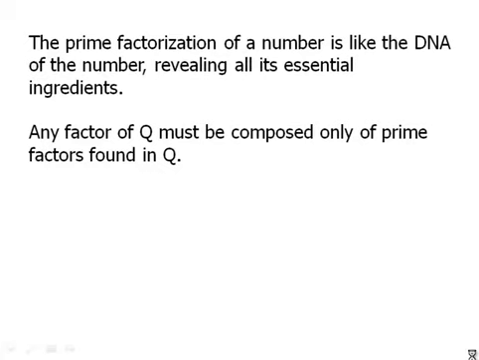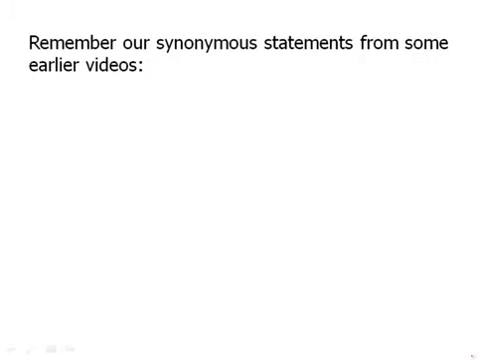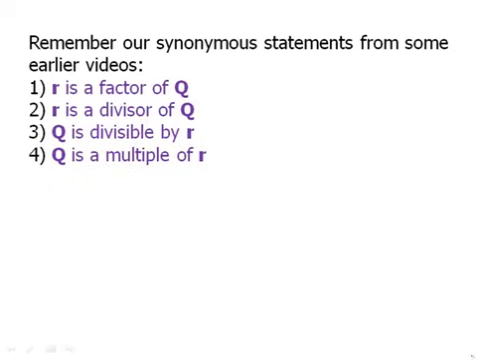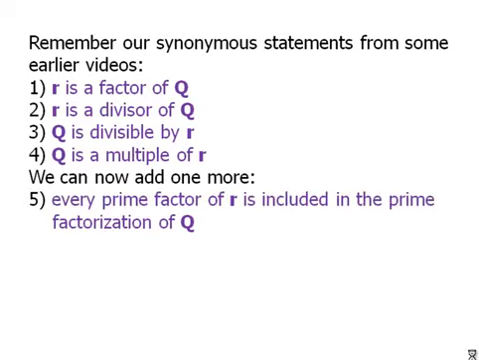First thing I'll say is, remember our synonymous statements from some earlier videos. We have these four statements. R is a factor of Q, R is a divisor of Q, Q is divisible by R, Q is a multiple of R. All four of those mean the same thing. Well, we can add a fifth statement now. Every prime factor of R is included in the prime factorization of Q. That is equivalent to the other four statements.